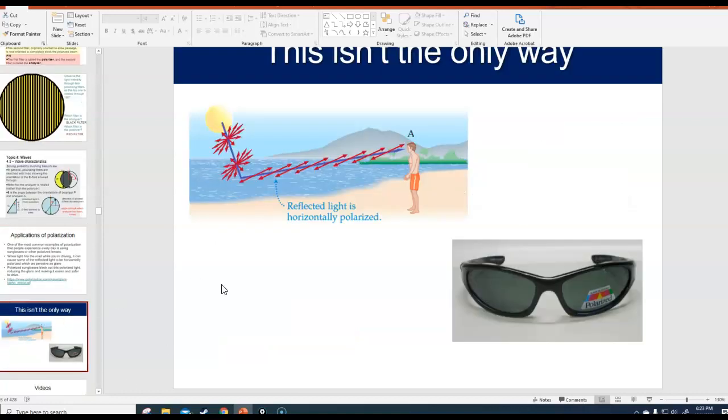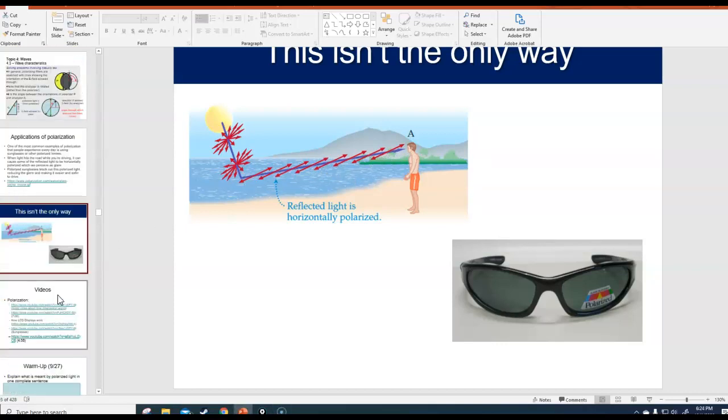Again, I don't want you to think that this Polaroid film is the only way for light to be polarized. It can also happen off of reflection from different surfaces, like you see here. Okay, unpolarized light comes in from the sun, hits the water, reflects into this guy's eyes, and when it reflects off the water, it's horizontally polarized.